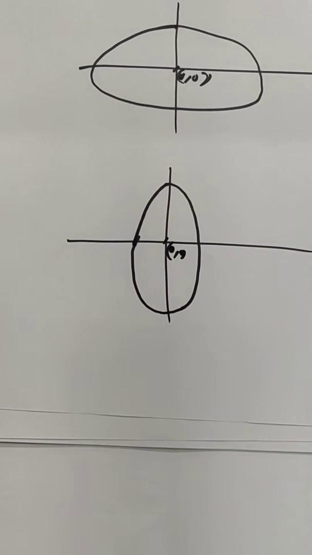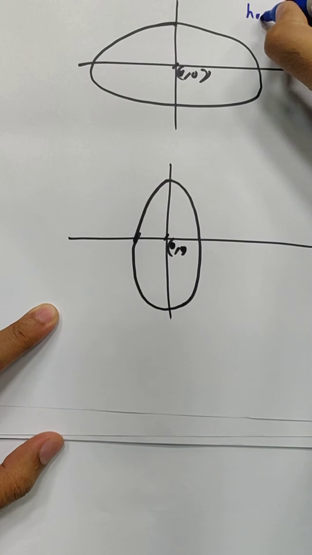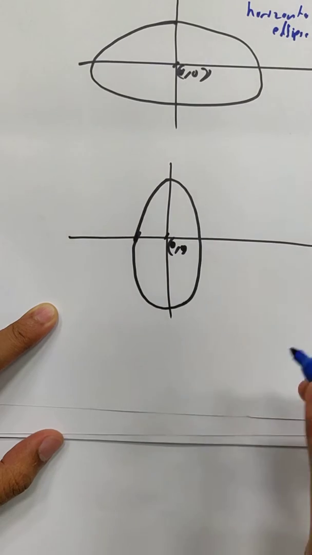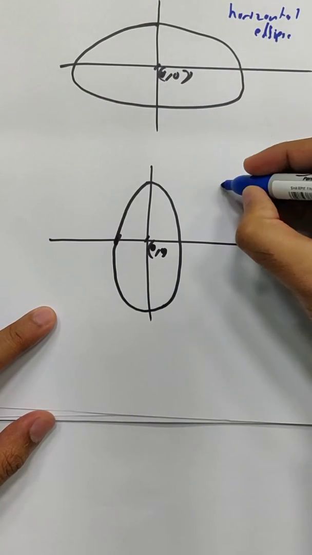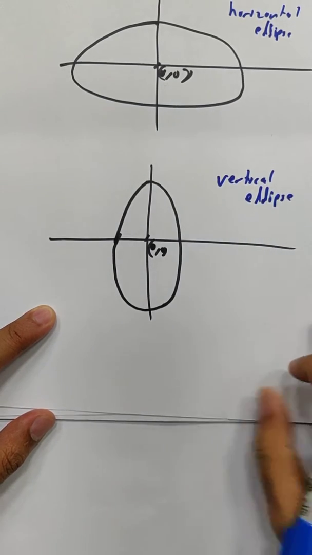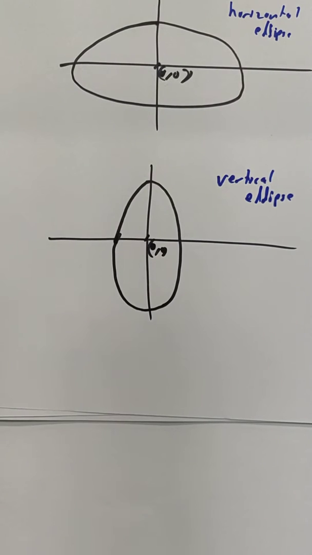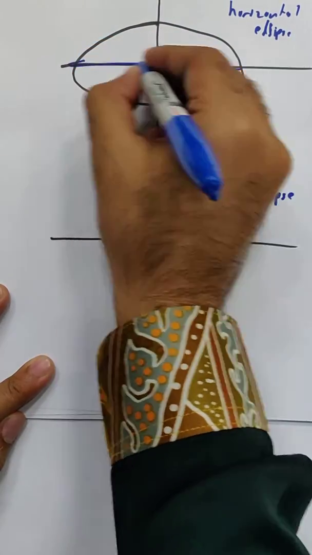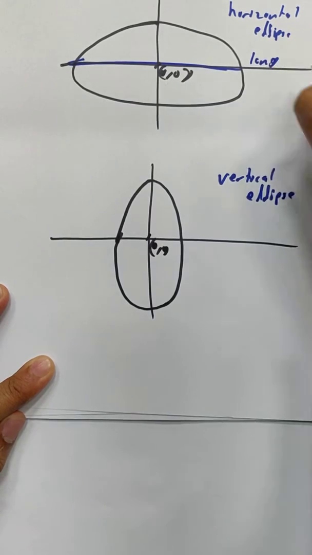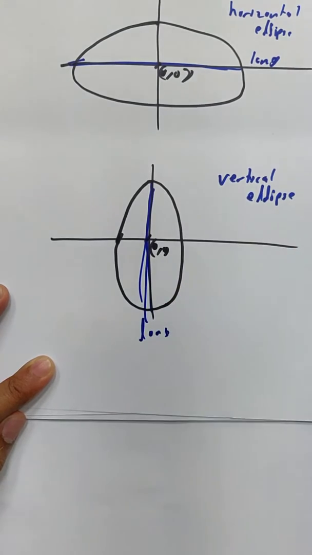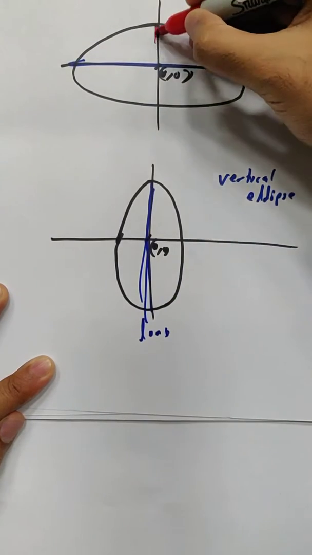Right, so this is what we call a horizontal ellipse. And this is what we call a vertical ellipse. Okay? And as you can see over here, the longer one is here, and for this one, the long one is here. And of course, I can say the short one is here.